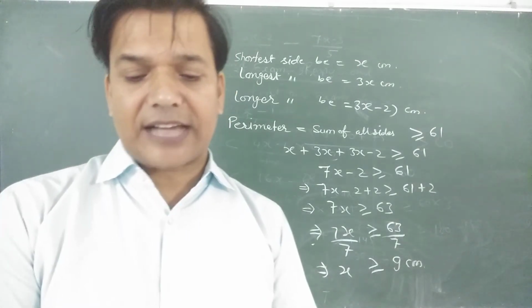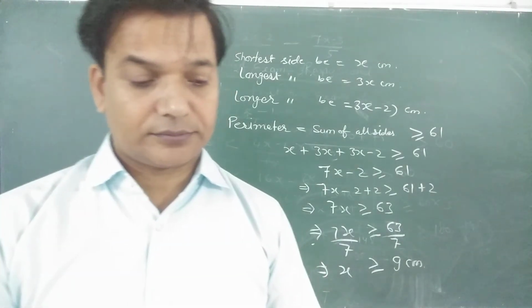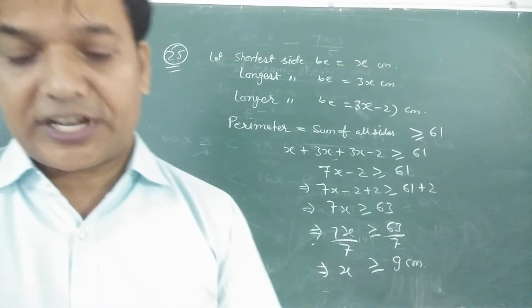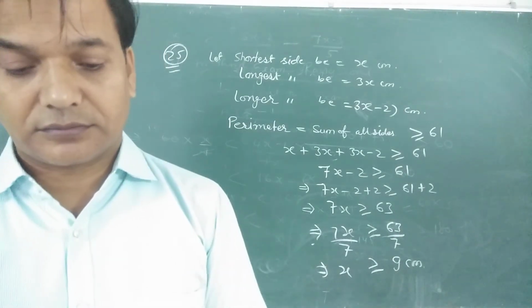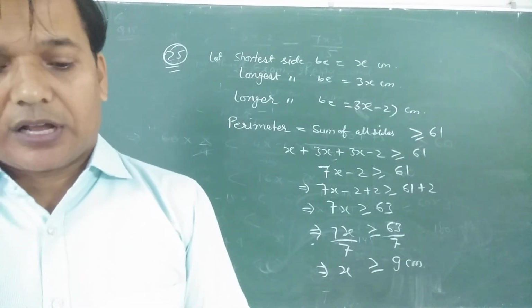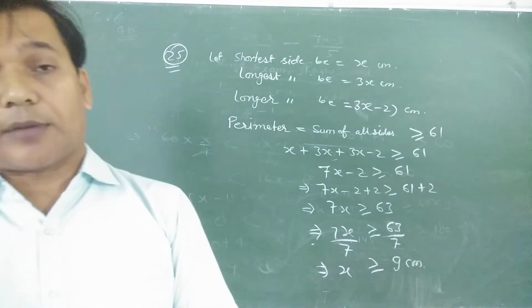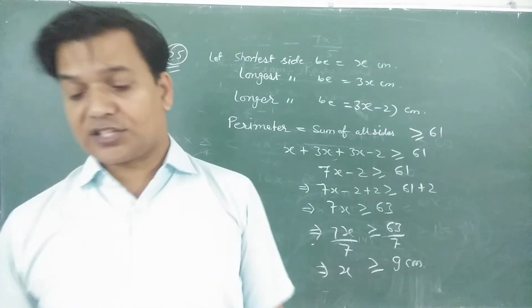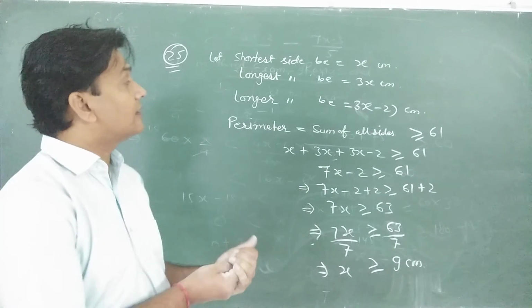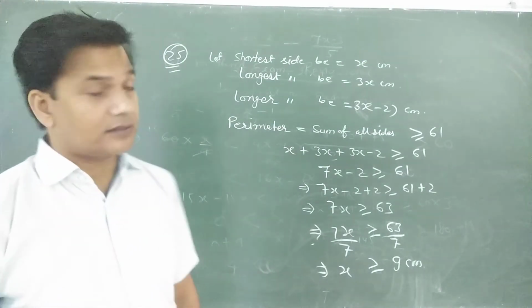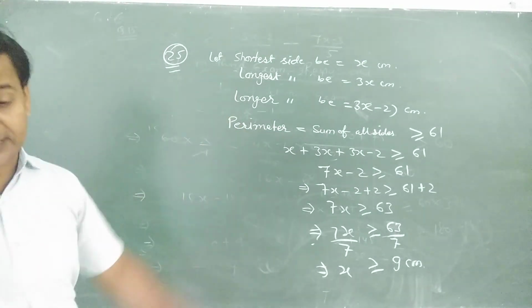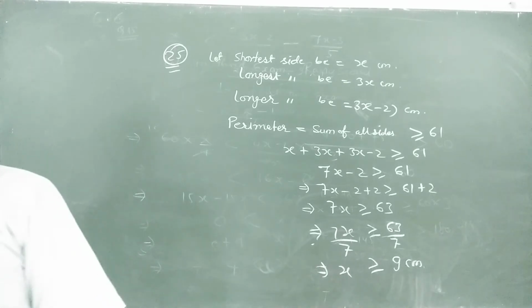The longest side is 3 times of this one, and the middle side is 2 less than the longest. So this is the way to solve this problem.